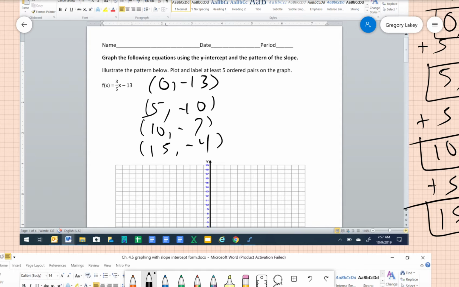You want to get a ruler because you're going to have to connect these points. So can somebody from the table get rulers for the table? That'd be great.